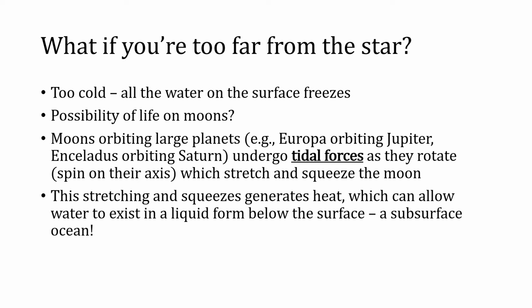So beyond the habitable zone, it's too cold. All the water on the surface freezes. It sounds like it's just cold, dead, miserable. There is a chance, though, of the possibility of life on moons. And this arises from if we look at our solar system, we've got the example of moons that orbit large planets. So that would, for example, be Europa orbiting Jupiter or Enceladus orbiting Saturn.